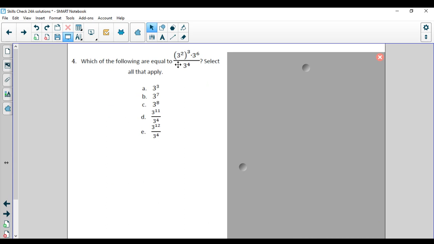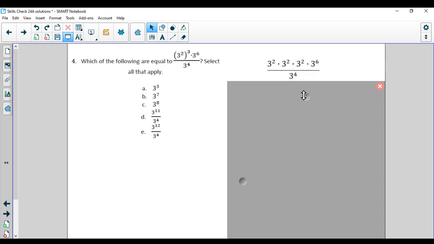In number 4, if you can't remember the shortcut on what to do with all these exponents, we can go ahead and write them out the long way. So 3 squared to the third means we have 3 squared times 3 squared times 3 squared. And then I have that times 3 to the 6th there. And on the bottom I have 3 to the 4th.